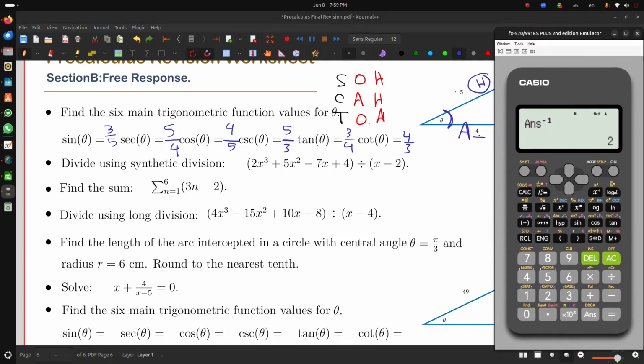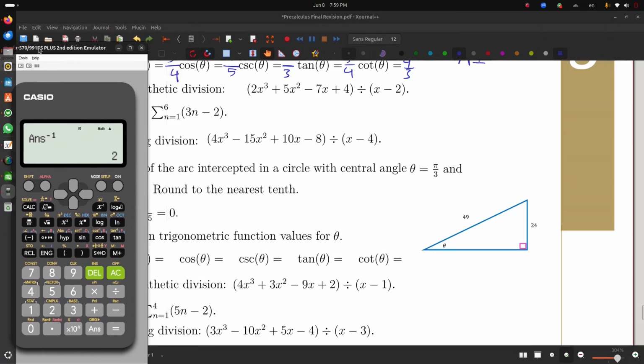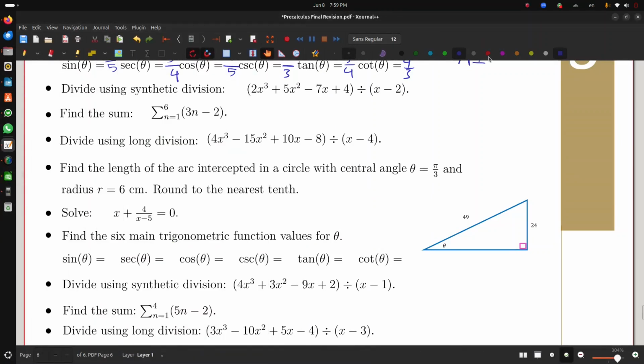Next one, divide using synthetic division. Okay, this one is pretty easy because we don't have a coefficient for x here. The coefficient is 1. So how are we going to do it? I think we don't need this calculator right now. To make it with synthetic division, you need to get the coefficients. At first, we will write this one. The coefficients 2, 5, negative 7, 4.